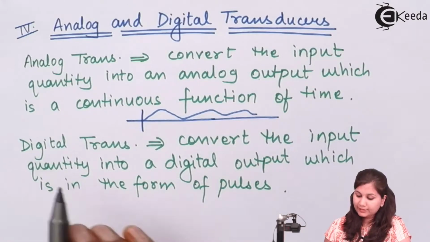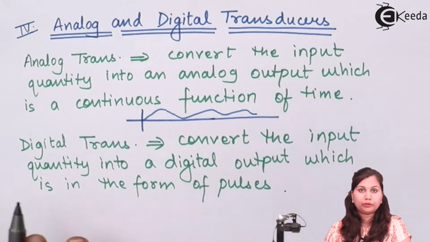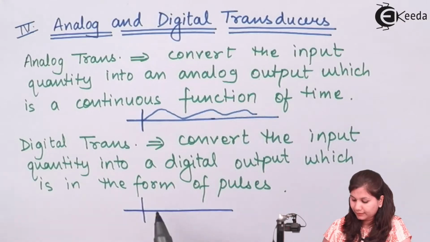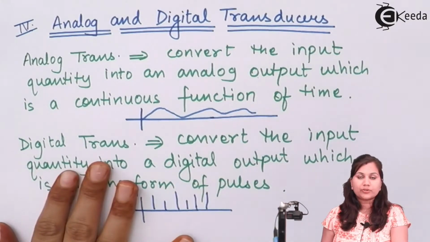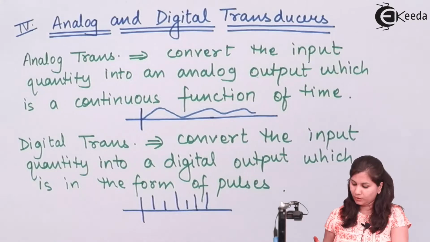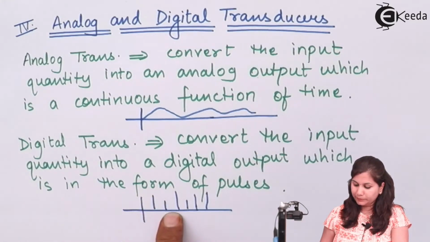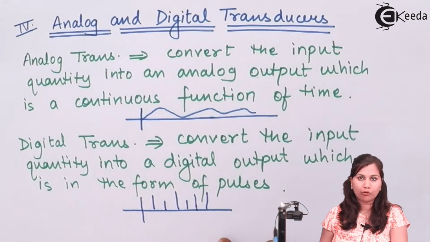Whereas the digital transducers convert the input quantity into a digital output, which is in the form of pulses. So digital transducers are going to give the digital output, which is in the form of zeros and ones. Either zero will be there or one pulse will be there. So in this form we will get a digital output.